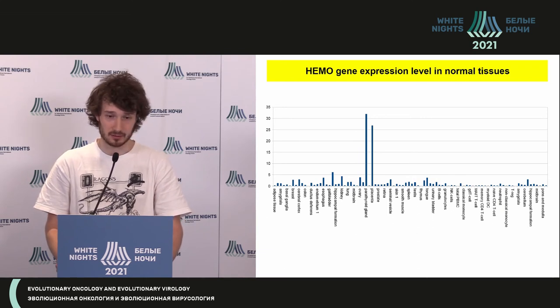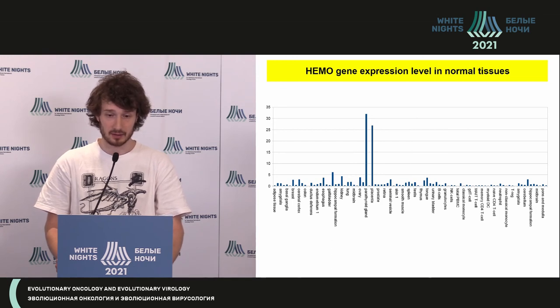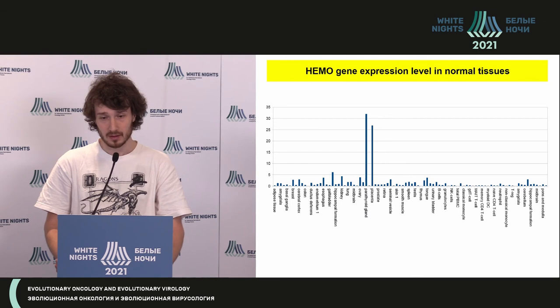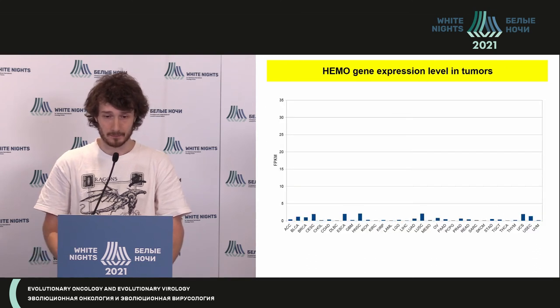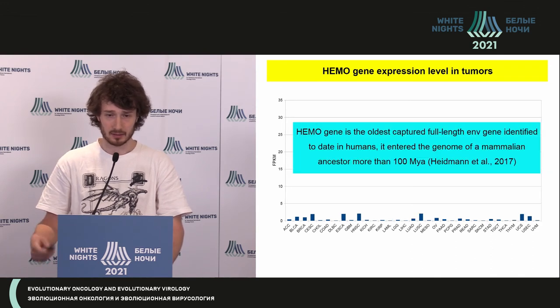As for HEMO, it's a gene which was integrated in the mammalian genome about 100 million years ago, and we can see that in normal cells it has rather high expression. Here you see the value in FPKM, with the highest values in placenta and parathyroid glands. And you see HEMO expression in tumors. In none of the tumor cells is the expression of the gene above 5 FPKM. What's interesting, the highest expression was found for squamous cell cancer, while for other cancer types the values are not above the threshold, so we consider them equal to the background.